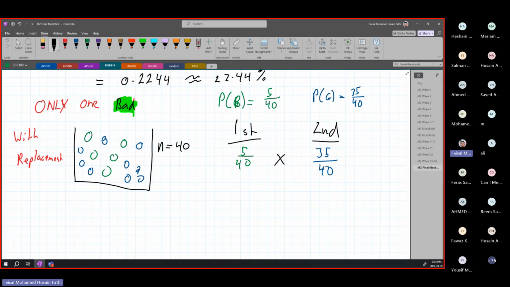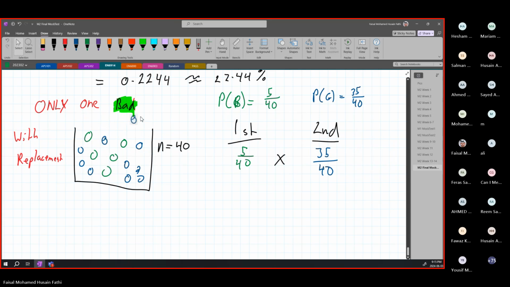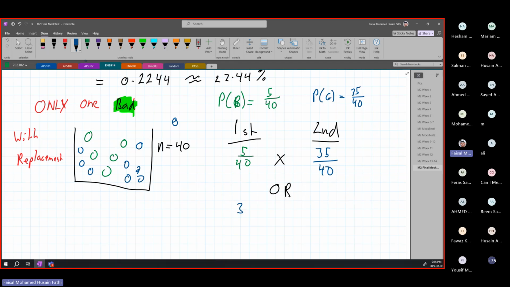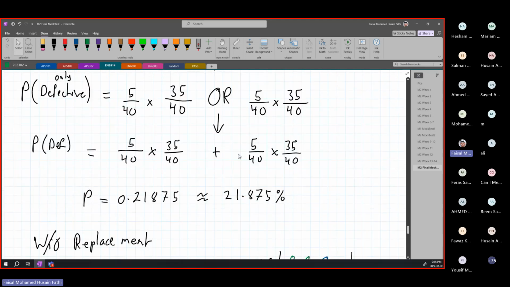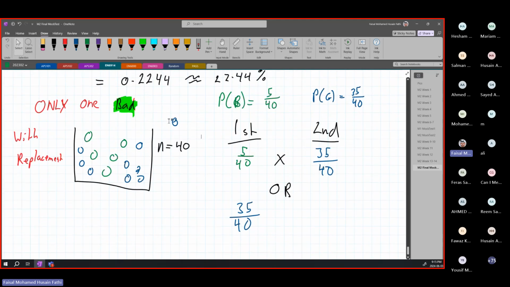This is the first way we can take the components. But what if we first put our hand in and the first thing we got was a blue one, or a good one? This is another possibility. We had a good component, a resistor or inductor, I don't even remember what the question was about. What if the first one we took out was a good component? Then the probability is 35 over 40.